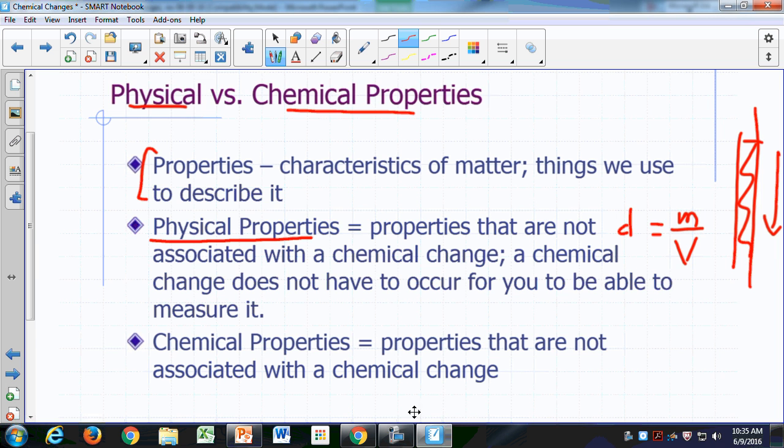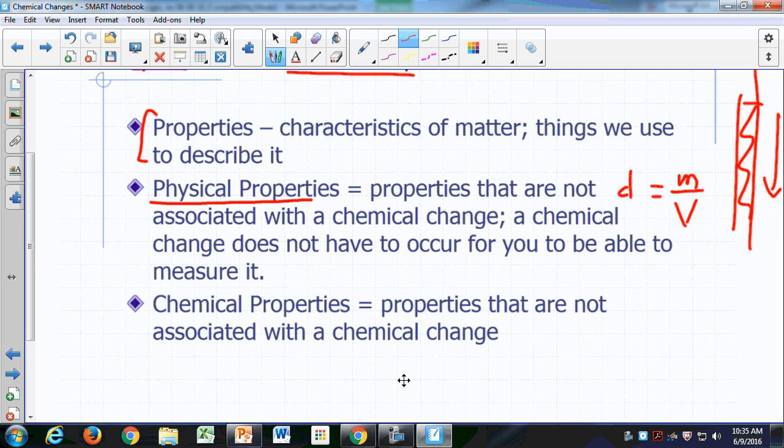Okay. A chemical property, on the other hand, is a property that you can only observe, or measure, when a chemical change is actually happening. So these are properties that are associated with a chemical change. Okay.